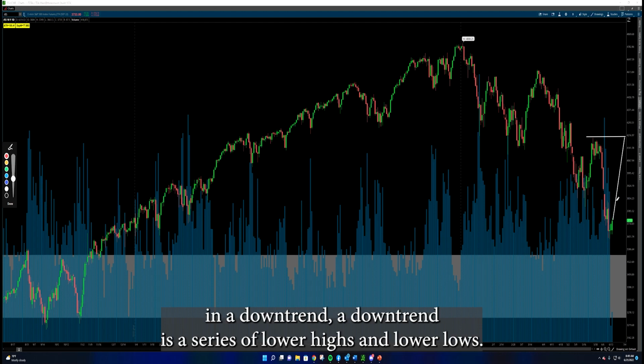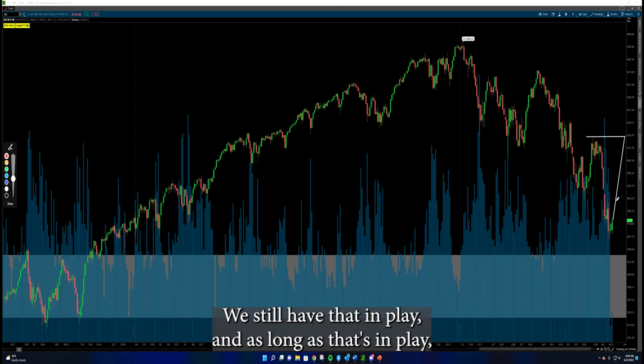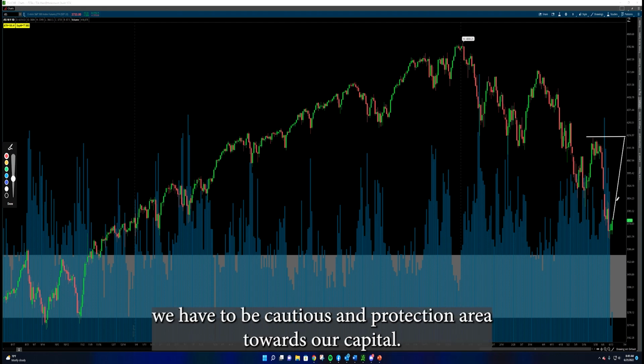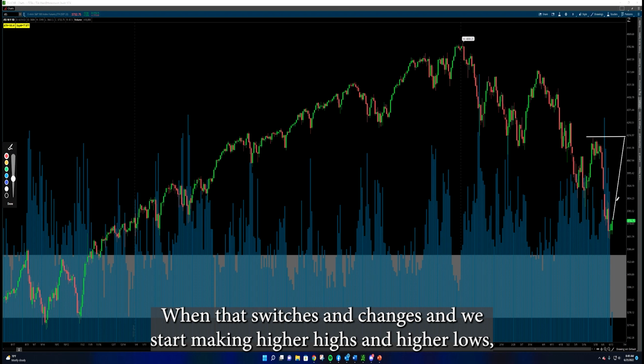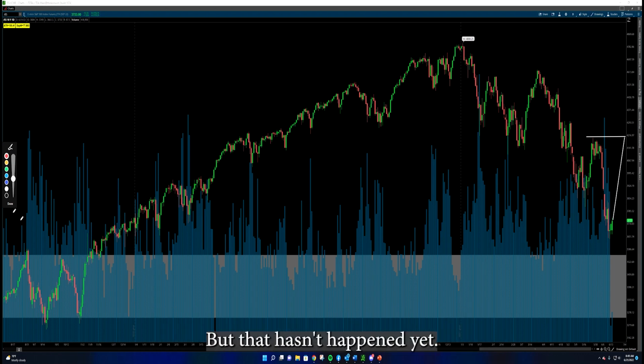Let's continue to utilize that definition of an uptrend and a downtrend. A downtrend is a series of lower highs and lower lows. We still have that in play, and as long as that's in play, we have to be cautious and protectionary towards our capital. When that switches and changes and we start making higher highs and higher lows, we can change our stance. But that hasn't happened yet.